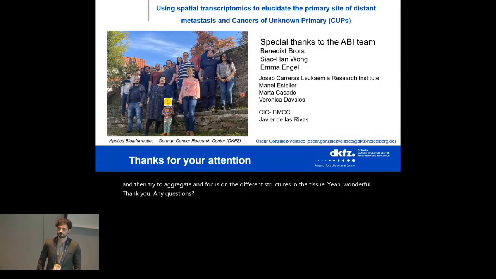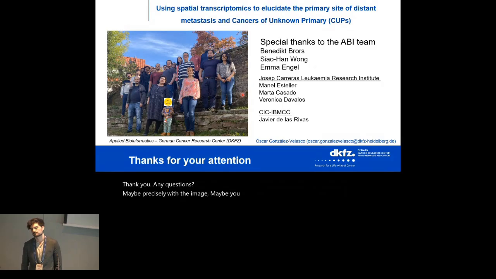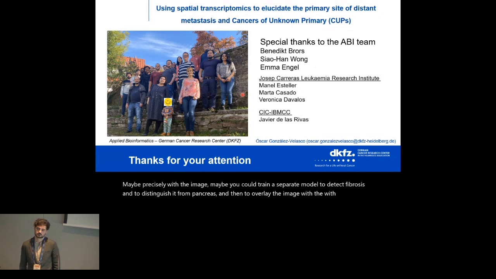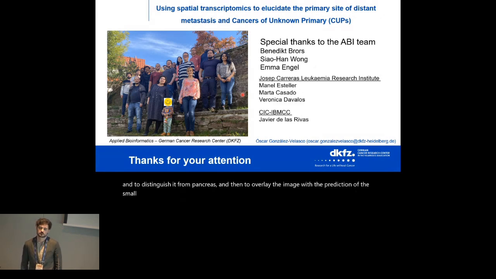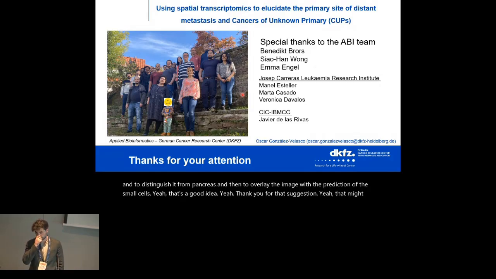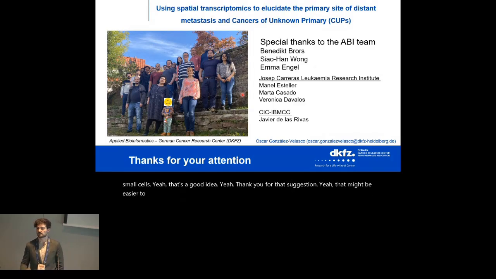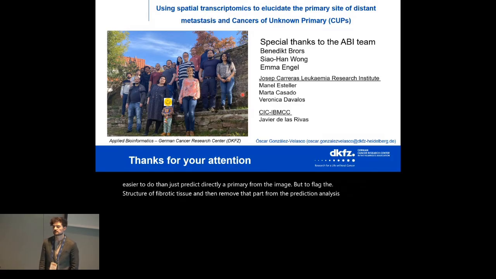Maybe precisely with the image, maybe you could train a separate model to detect fibrosis and to distinguish it from pancreas, and then overlay the image with the prediction of the small cells. Yeah, that's a good idea. Thank you for the suggestion. Yeah, that might be easier to do than just predicting the primary directly from the image, but to flag the structure of fibrotic tissue and then remove that part from the prediction analysis.